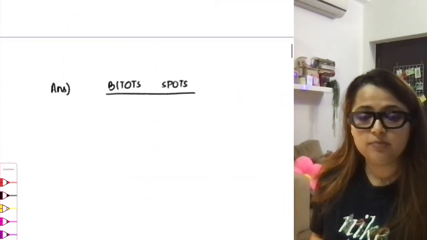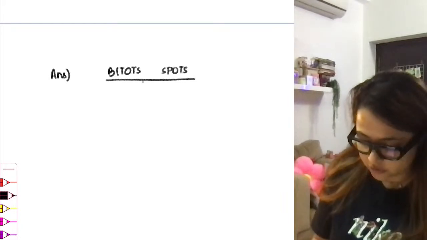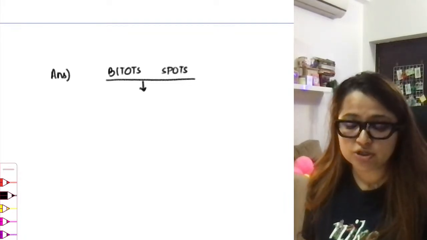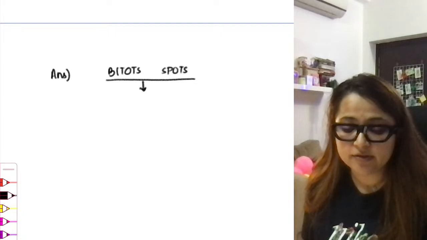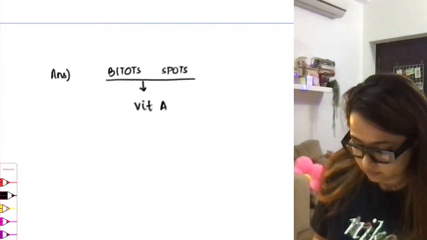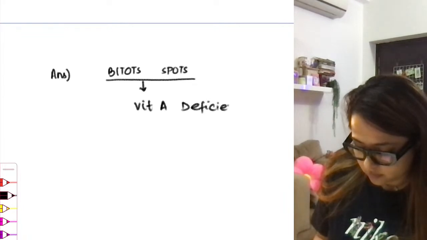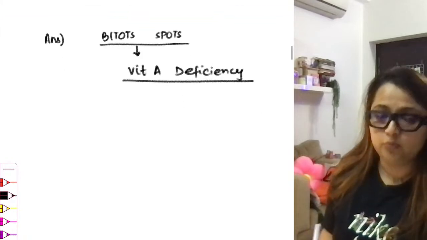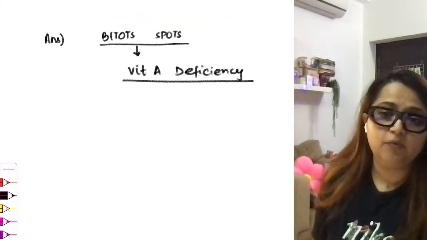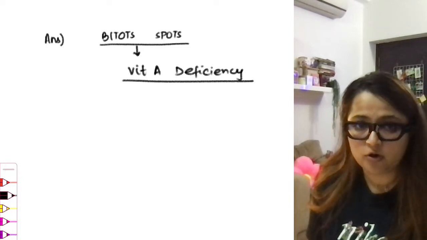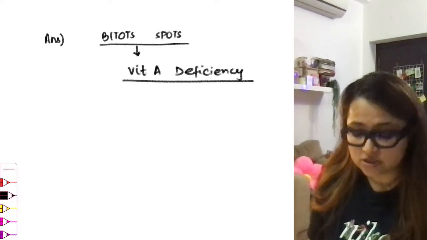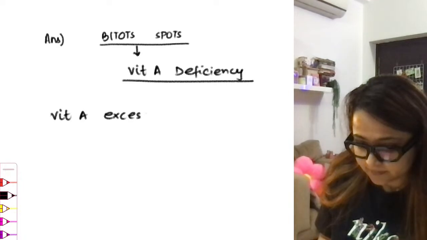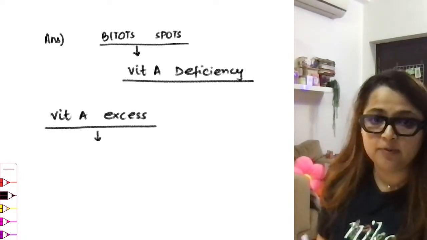Where do you see Bitot's spots? In which condition do you appreciate Bitot's spots? Your answer is vitamin A deficiency. Vitamin A deficiency. Okay, let us talk about one more question here. We understand that the vitamin A deficient patient will have Bitot's spots, night blindness, keratomalacia, but there's a condition linked with vitamin A excess.